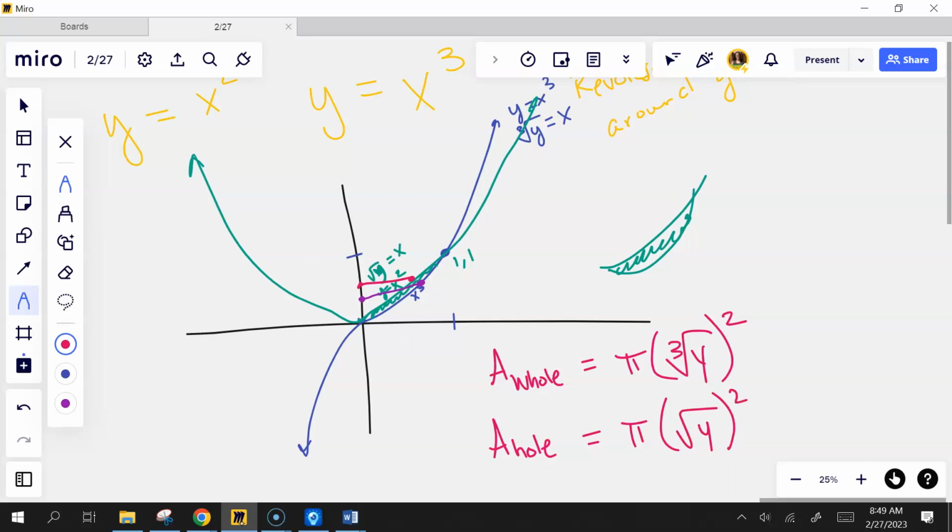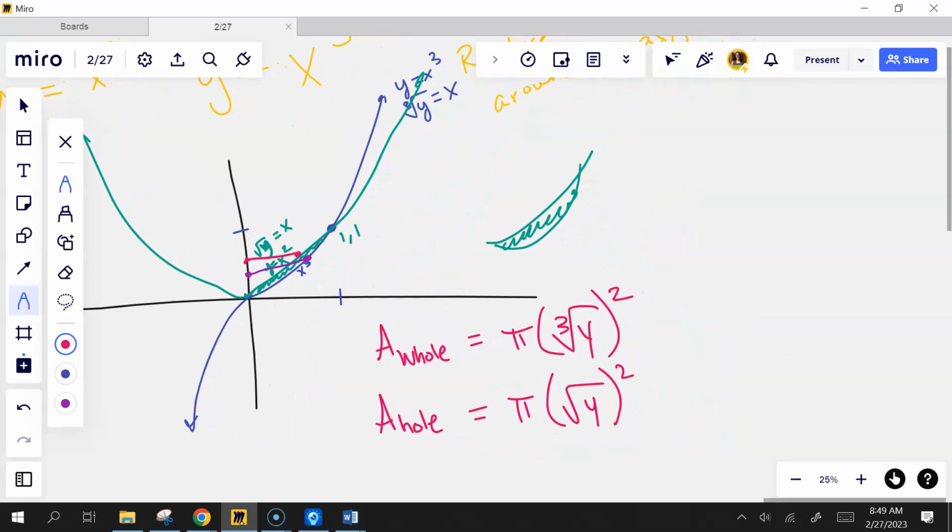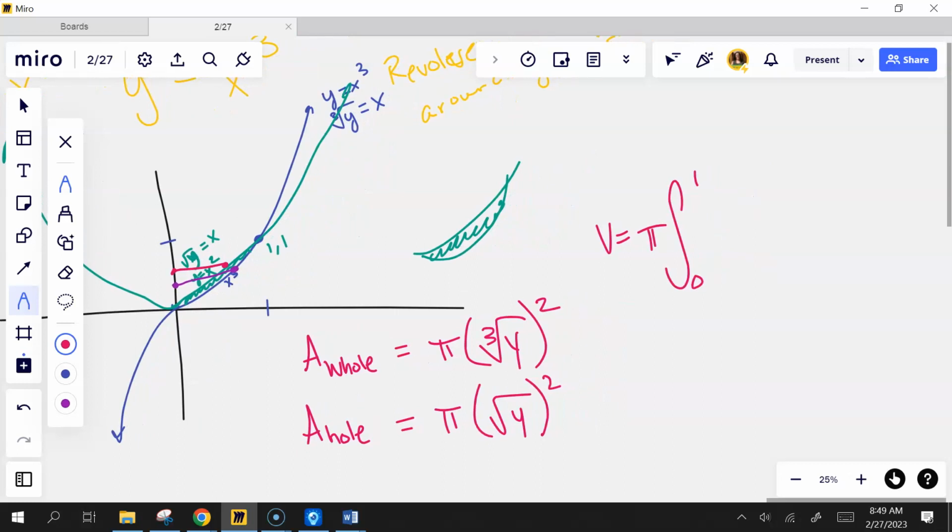Once you've got it set up, that's why the picture is so important, so that you can actually see what it is you're doing and what you're rotating. Okay, so now that I've got it set up, I can say that the volume is the integral, and I'm going to go ahead and pull this pi out. If you don't want to pull that pi out of both of them, you definitely do not have to. I find it easier than having to plug it in each time. Now I'm going from my y, so my lowest y is what? Up to what? 1. Of the whole minus the whole.